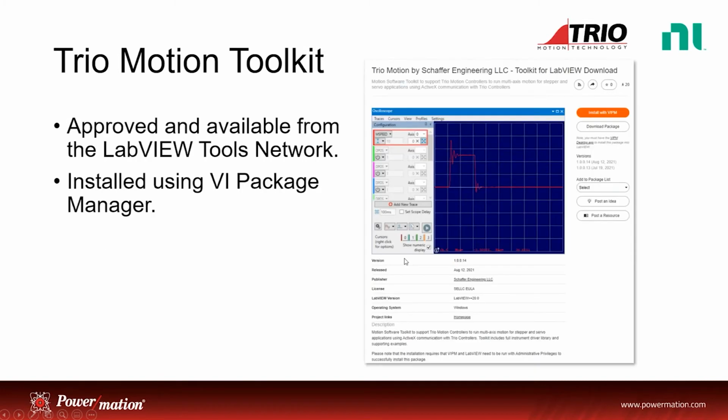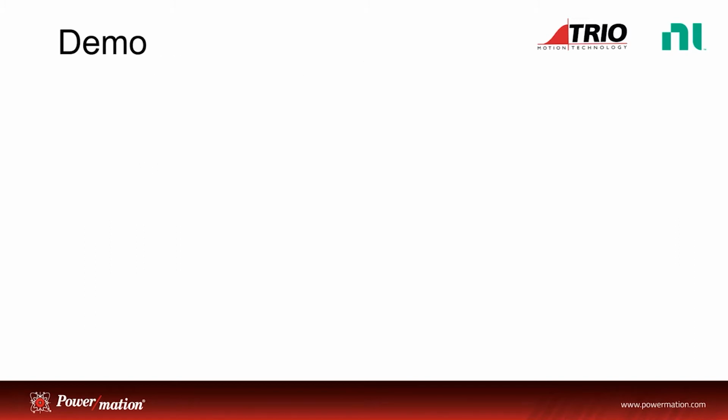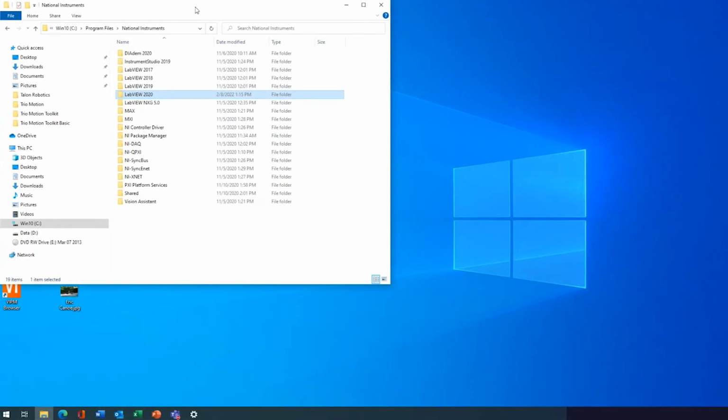The Trio Motion Toolkit was developed with NI, and it's been approved by the LabVIEW Tools Network and is available through them. It is installed using the VI Package Manager. Now we're going to show some of the different examples of motion that are available. So let's see what you get when you download the toolkit.